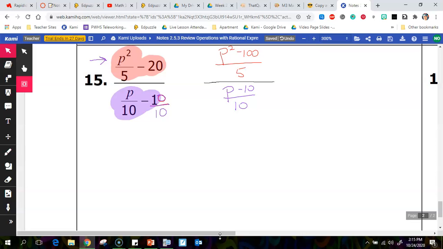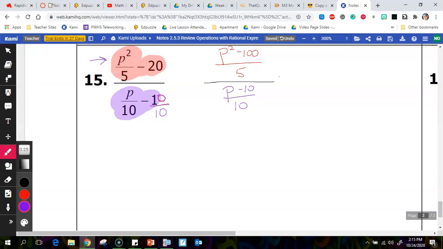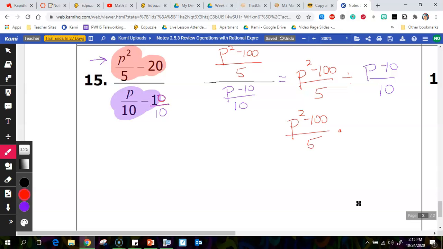First thing I'm going to do though, I'm going to rewrite it as a division problem. There. Now I'm going to, on the next line, rewrite it as a multiplication problem. P squared minus 100 over 5 times, and then I'm going to flip the second one, 10 over P minus 10. Okay, so now I've got a division problem, pretty easy to work with.